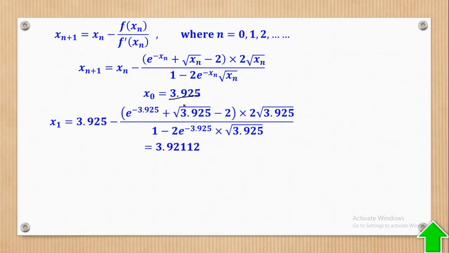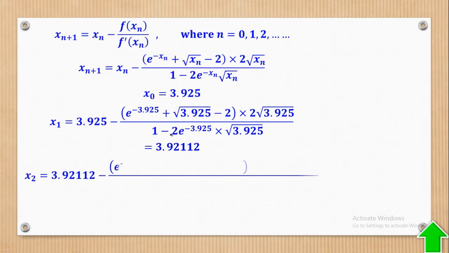3.92112. So remember, they want the accuracy to 3 decimal places. That's why we add 2 more to get 5 decimal places. So rounding off to 3 decimal places, this is 3.925, and this will be 3.921. So they are not the same, meaning you have to continue.